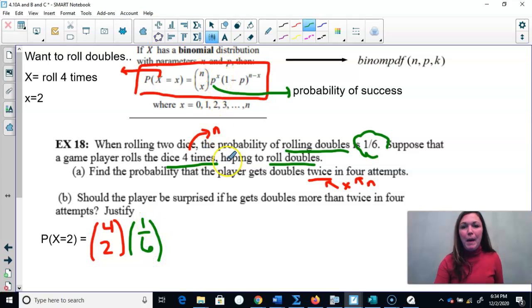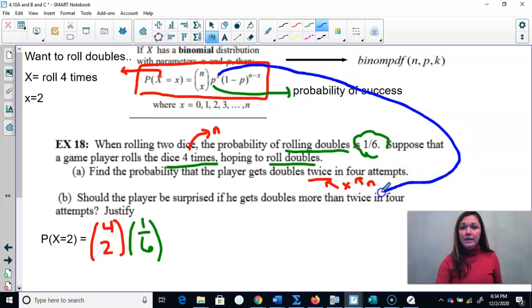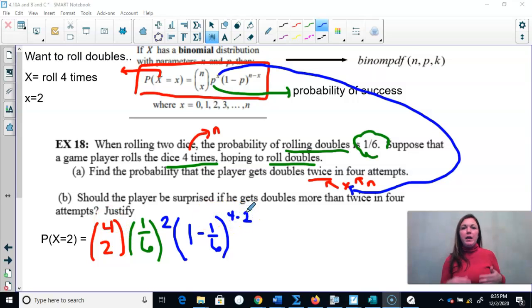To the x power, that x is how many times we are going to get that success. We have that right here twice, so to the second power, times now 1 minus p. So 1 minus 1/6 to the n minus x power. So that's my number of trials, 4 minus 2.